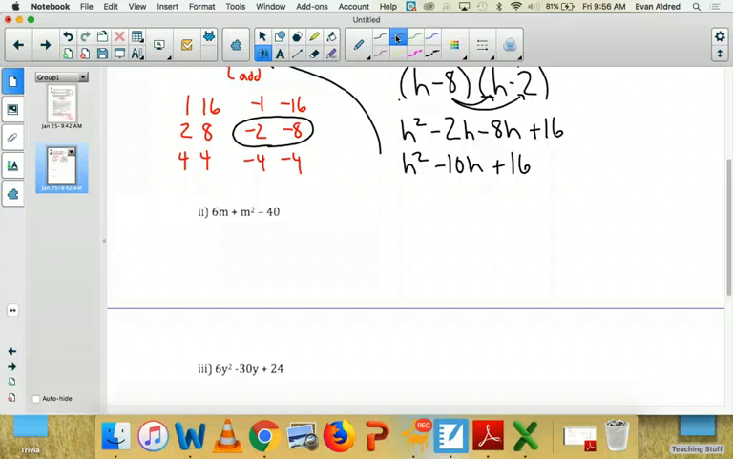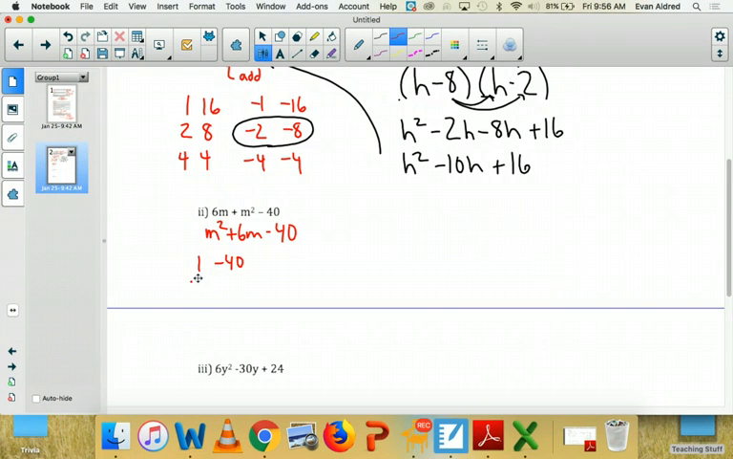Now let's look at the second one. Well, that doesn't look like it's going to work. We have a coefficient in front of the first thing that's written. We talked earlier about how we can't have that if we're using product sum. But if you look closely, you'll notice that it's not ordered correctly. So we're going to reorder it: m squared plus 6m minus 40. And now we want the values that multiply to give us negative 40 and add to give us 6.